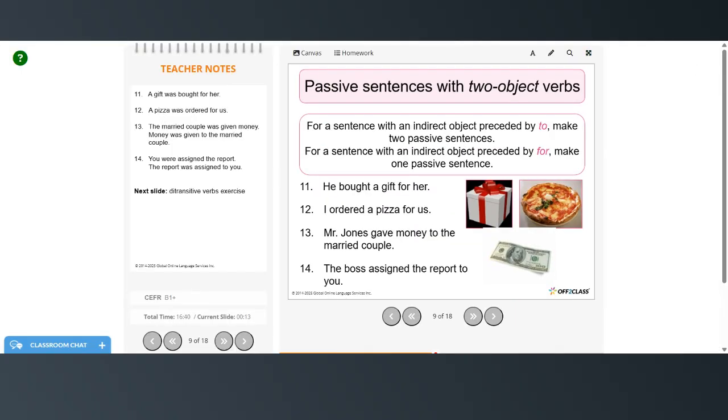So a gift was bought for her, a pizza was ordered for us, the married couple was given money, or money was given to the married couple, you were assigned the report, or the report was assigned to you.